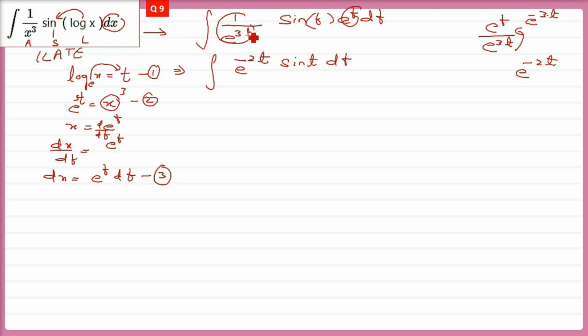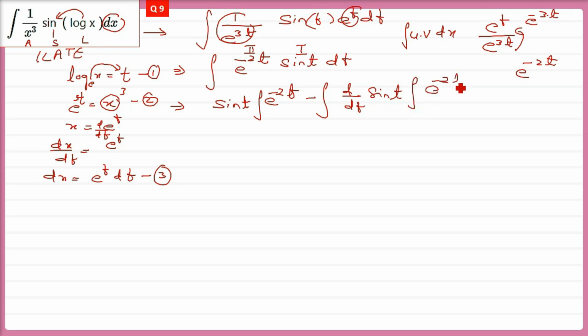Now we can apply the ILATE: integral, log, algebra, trigonometric and exponential. Which one comes first will be the first function. So sine function will get the first position and e raised negative 2t, which is the exponential function, will be the second function. So integration of u into v dx, this is the formula I am using, and I am quite aware that you are aware of this expansion of integration u dot v. So sin t comes outside, e raised negative 2t inside, minus differentiation of sin t, and then integration of e raised negative 2t dt, and then again an integration will be done.